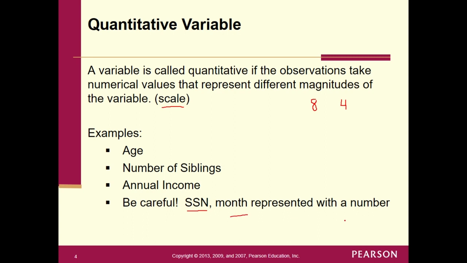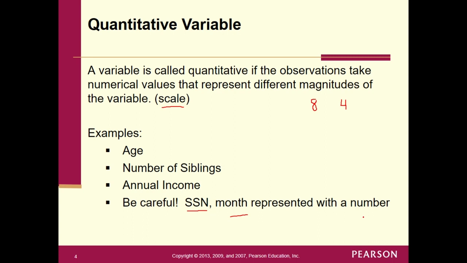So month represented with a number. So, for instance, October. October is 10. And so a lot of times if we are signing some sort of legal document, instead of writing in October, you might just write in 10 to represent October. February is 2. So does that mean somehow October is 5 times as much as February? No. There's no scale to it.